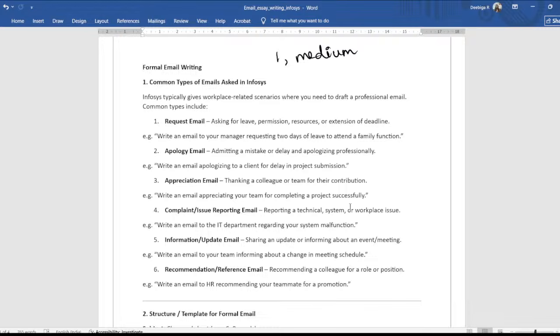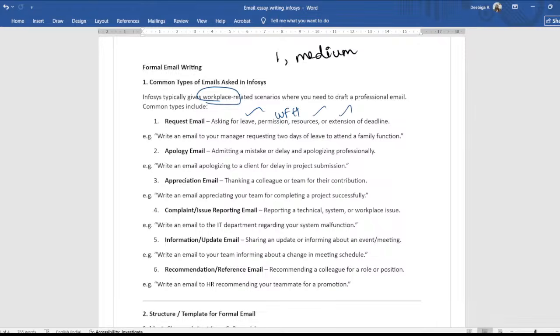Now let's see what kind of emails they will ask you to write. Commonly Infosys asks you to write emails about workplace related scenarios. So what happens in the workplace? When you get selected in Infosys and go to work, you might request a leave, ask permission for work from home, request an extension of a deadline, or ask for resources. You may also write an apology mail for a mistake or a delay, where you can apologize professionally.